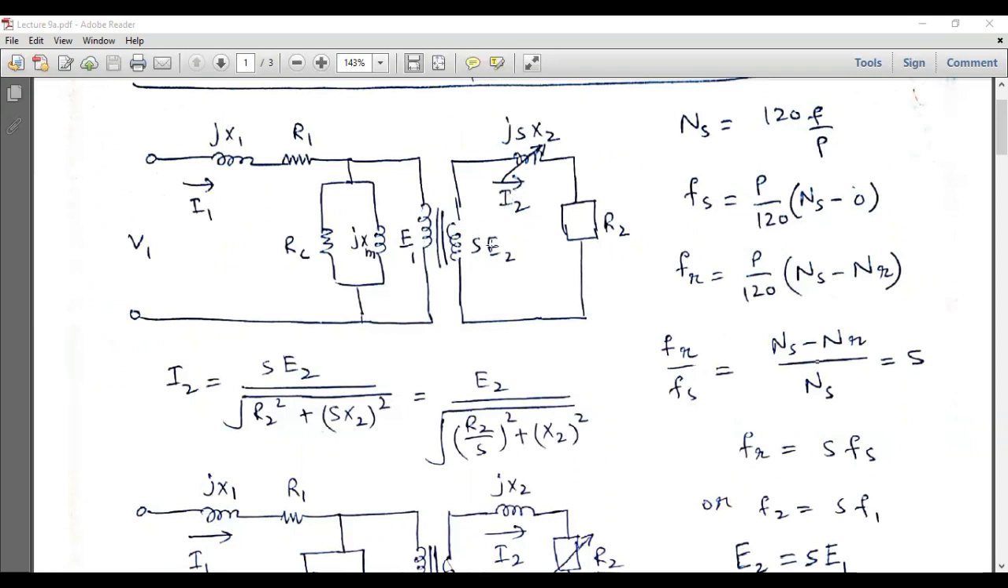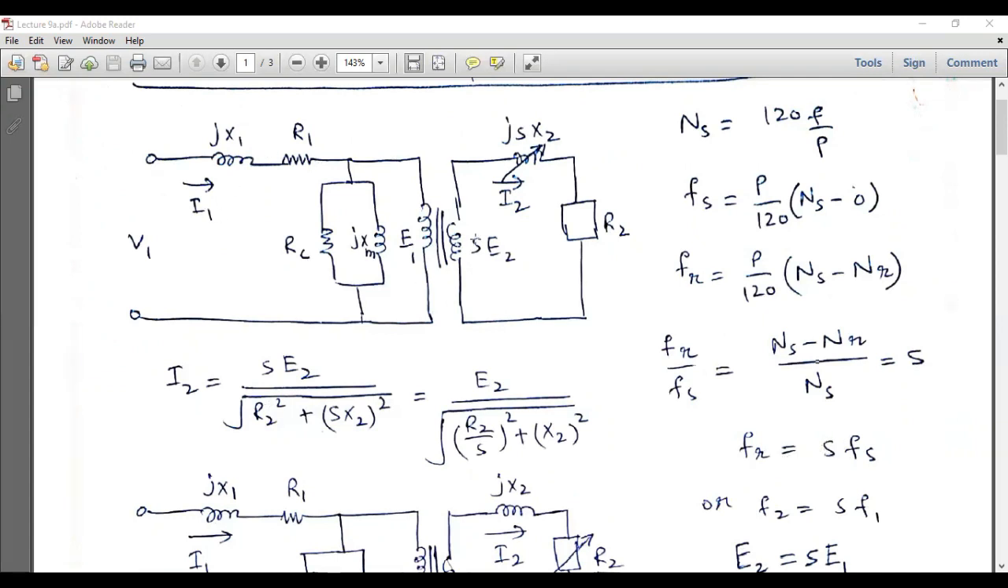So from this equivalent circuit, we can write the expression for the rotor current, which is equal to SE2, and this SE2 is basically the induced EMF at the rotor side, divided by the square root of R2 squared plus (SX2) squared. Now, where has this S come from? S is basically the slip, and we know that at the rotor side, the frequency is directly proportional to the slip. So Fr is equal to S times F1.